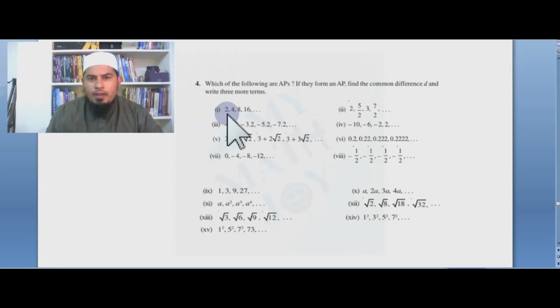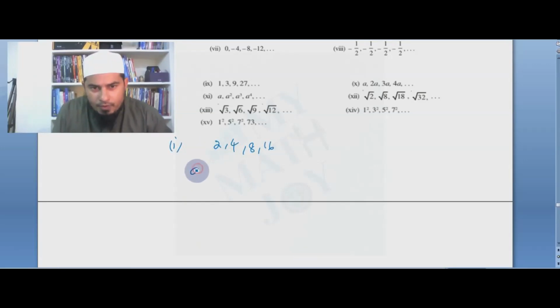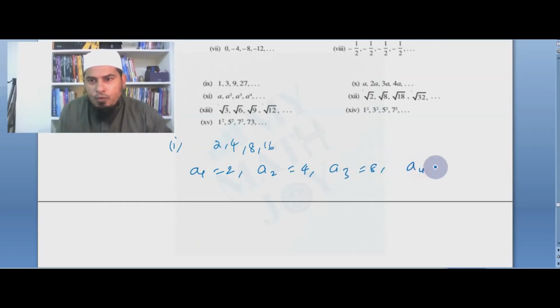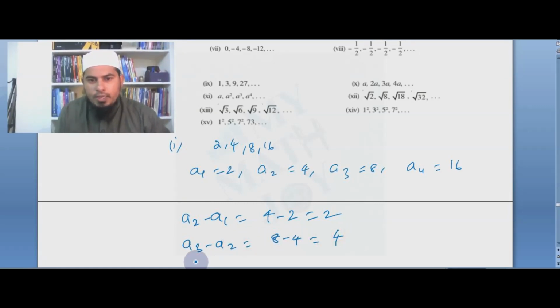So among them, let us try some questions. I'll take question number 1. Let us take a pen. Question number 1: 2, 4, 8, 16. So A1 is 2, A2 is 4, A3 is 8, A4 is 16. Now A2 minus A1 is 4 minus 2, exactly 2. A3 minus A2 is 8 minus 4, exactly 4. A4 minus A3 is 16 minus 8. How much is it? Exactly 8.